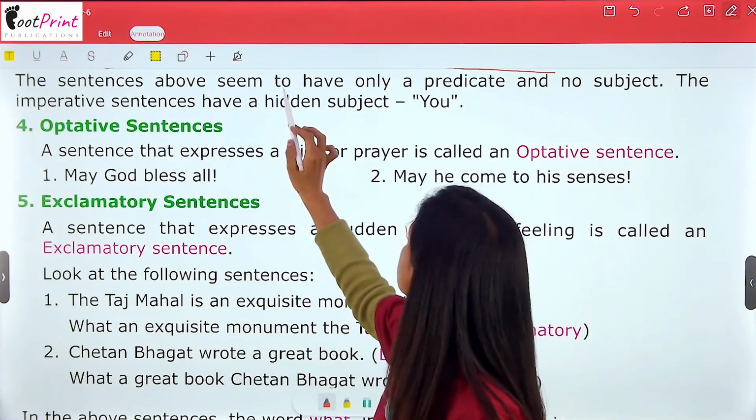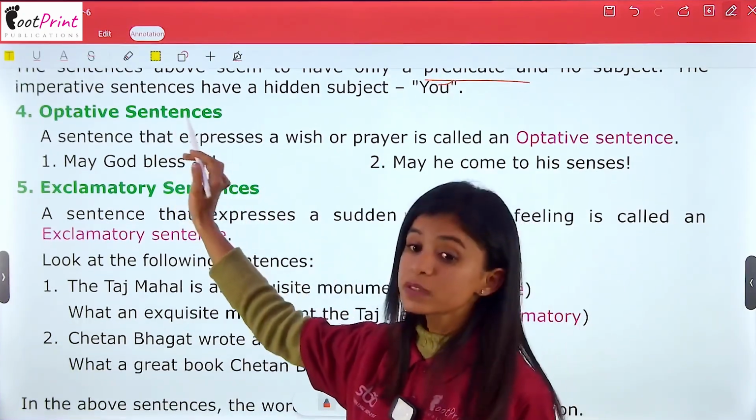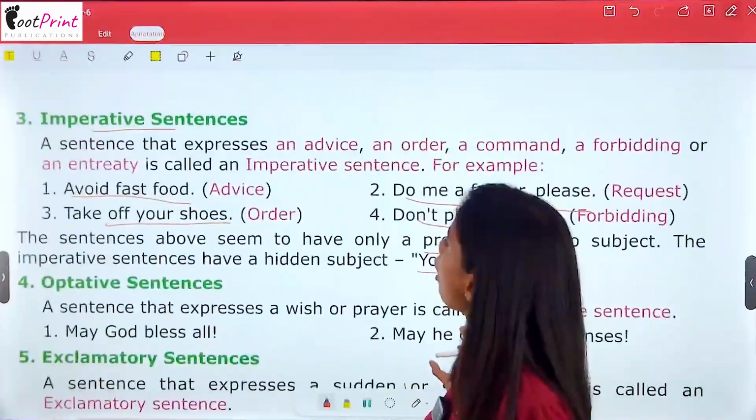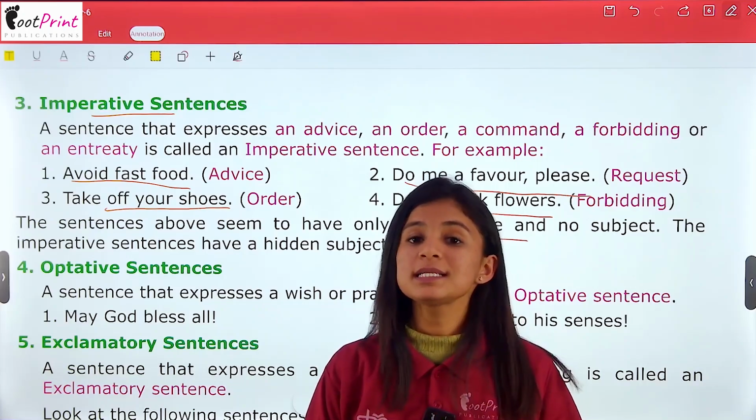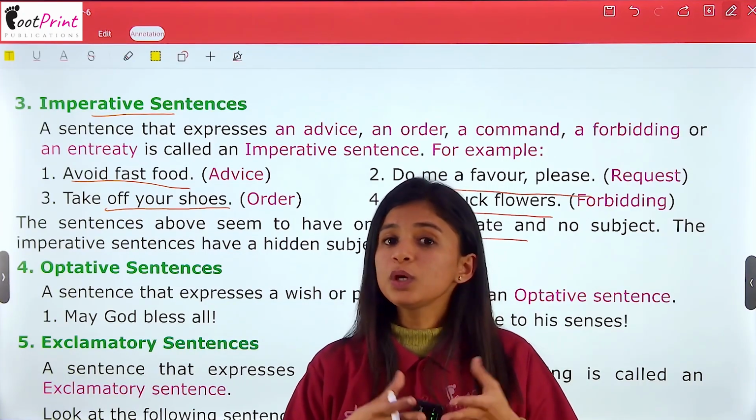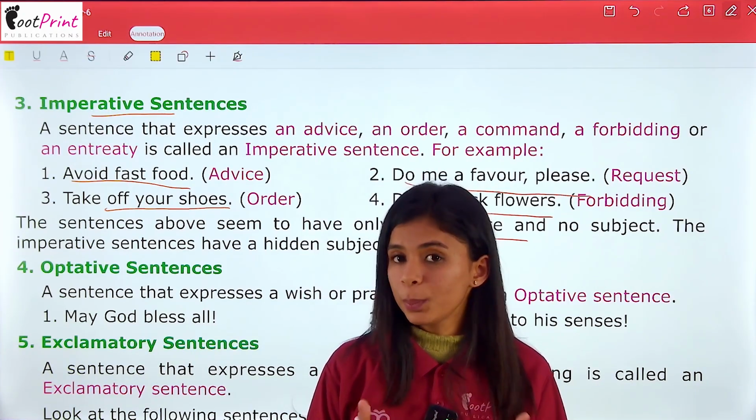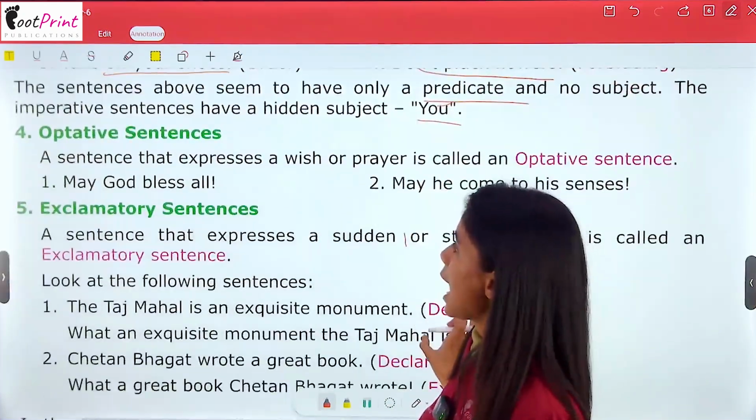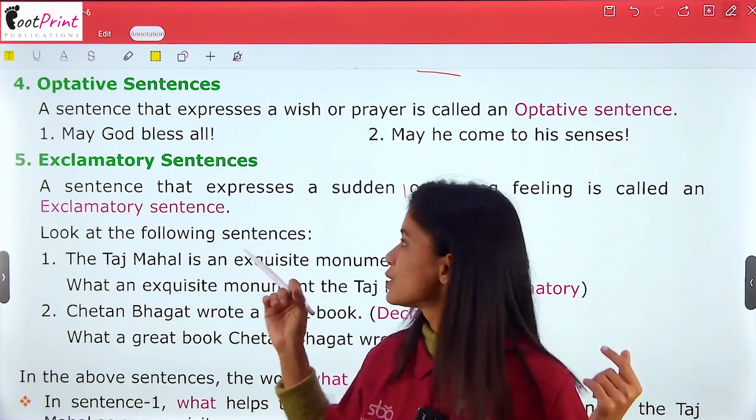The sentences above seem to have only predicate and no subject. The imperative sentence have a hidden subject, that is you, because all these orders, advice, requests are for the subject, that is you. For example, when I am asking you to open your book and start reading, I will not say you open your book. I will say open the book and start reading. And you will know that I am asking you to do something without me using the subject.